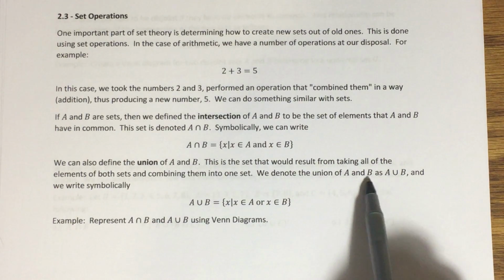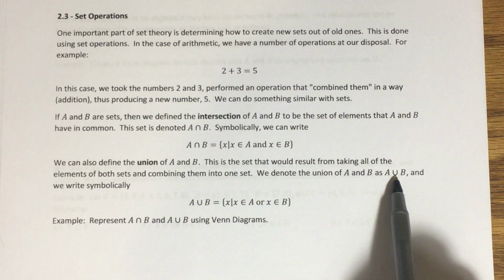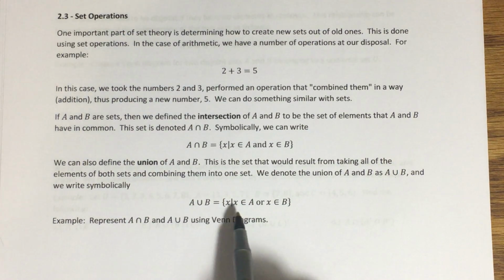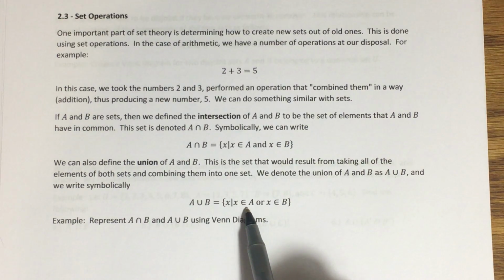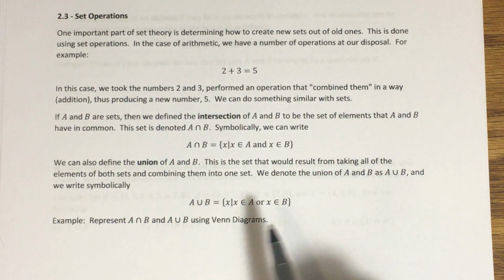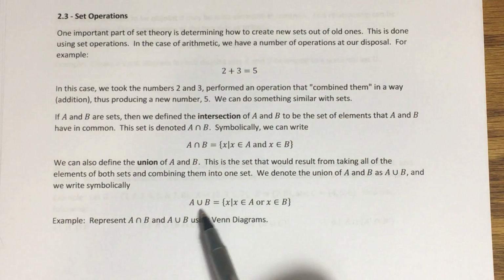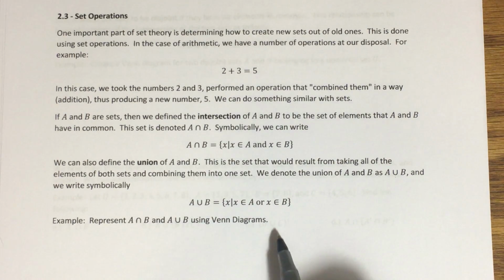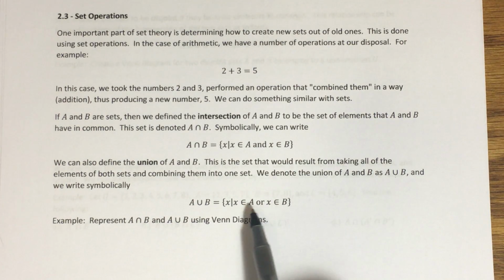We denote the union of A and B as A, then something that looks like a right side up capital U, B. Symbolically, we can write that this way. Notice, very similar to the definition of an intersection, but we say that the union of A and B is the set of all x such that x is in A or x is in B. What this means is that elements of the union of A and B don't need to belong to both sets simultaneously, although they can. X could belong to both A and B at the same time, but at the very least, we just need x to belong to one or the other.